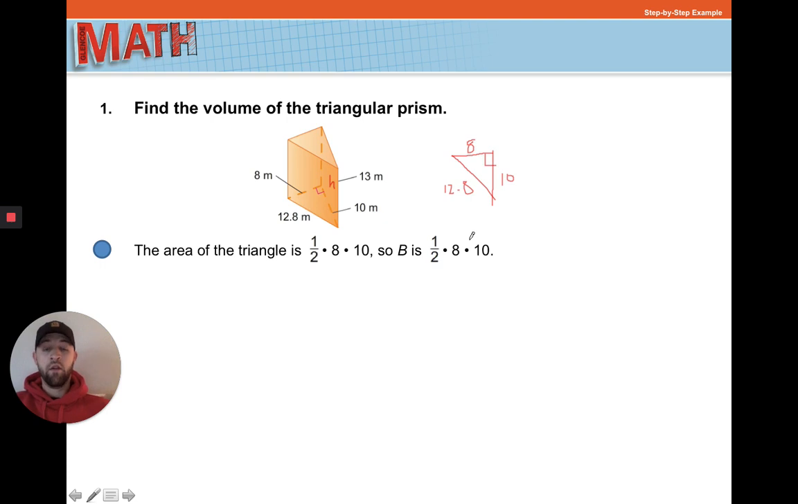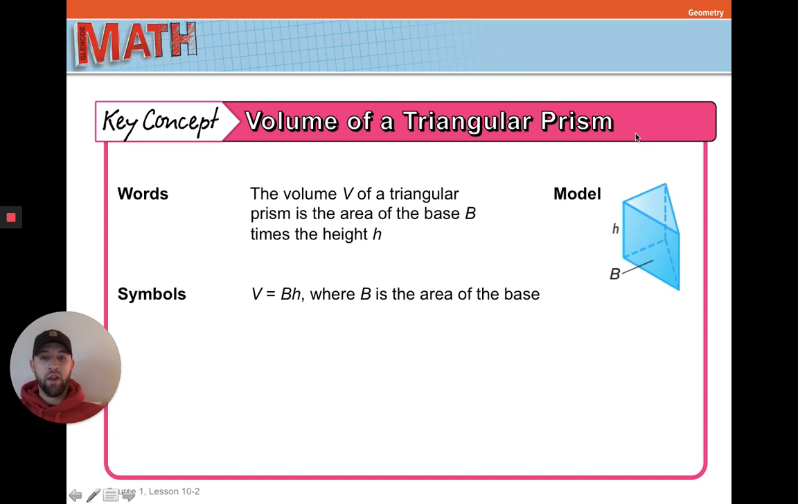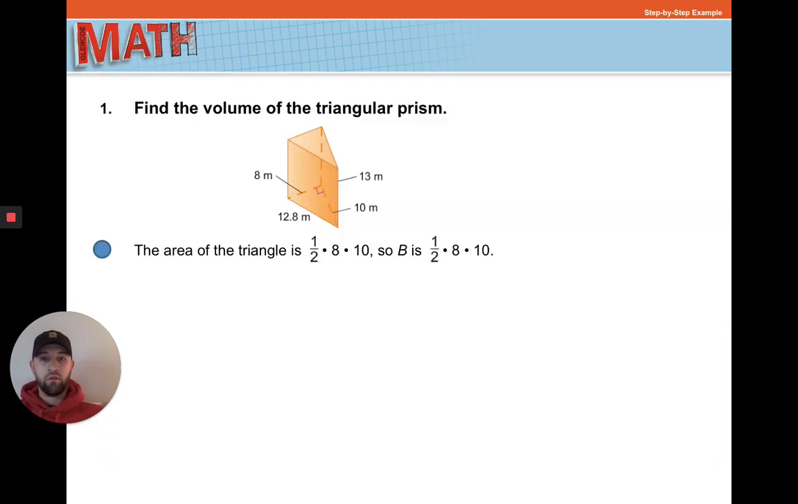prism, all right? So what they are asking you to do, it says the area of the triangle is 1/2 times 8 times 10. The reason we're finding the area of the triangle is because my equation for this, if we go back, is the area of the base times the height. Okay, the area of the base times the height. Here's that right there. I need to find the area of the triangle that my shape is sitting on.